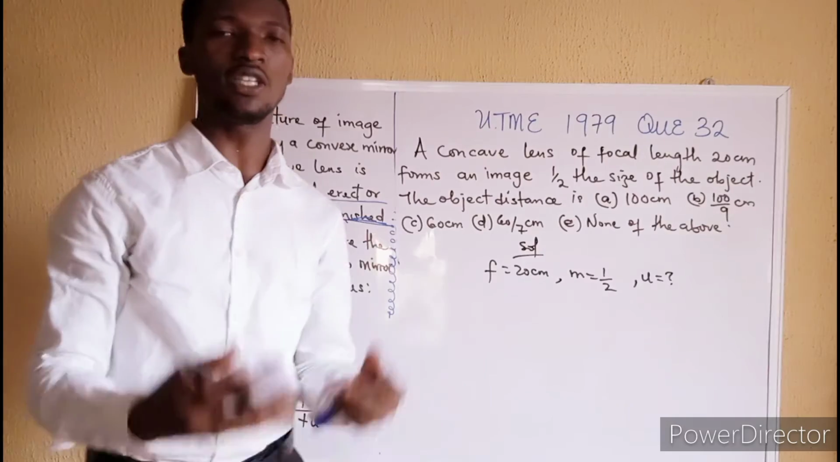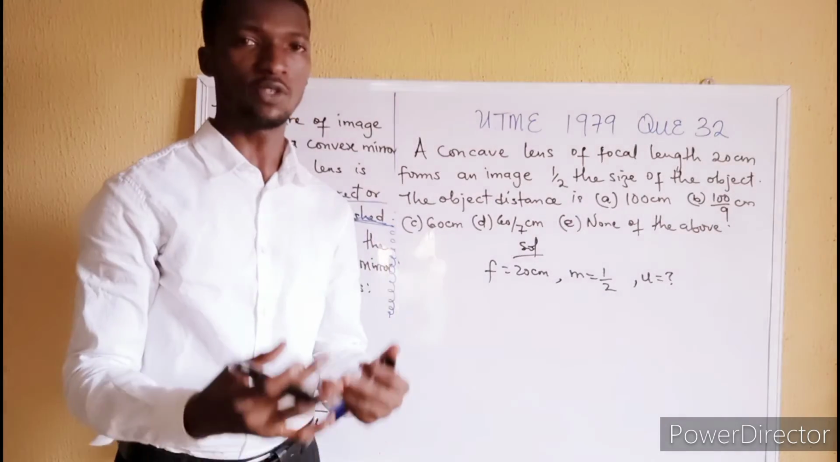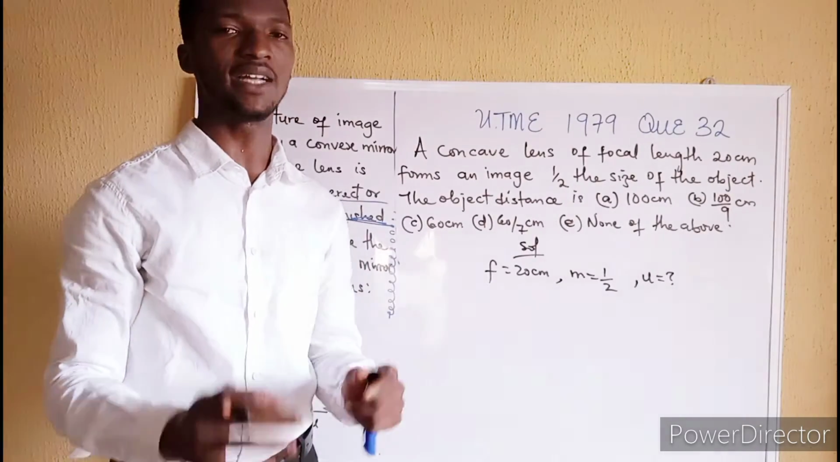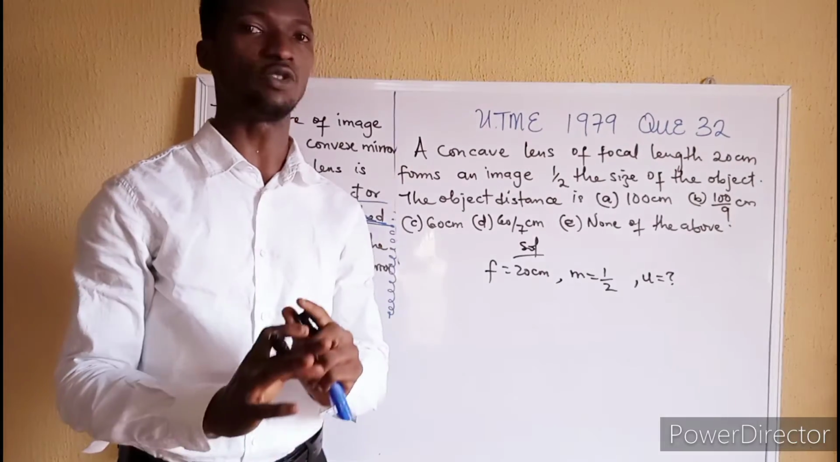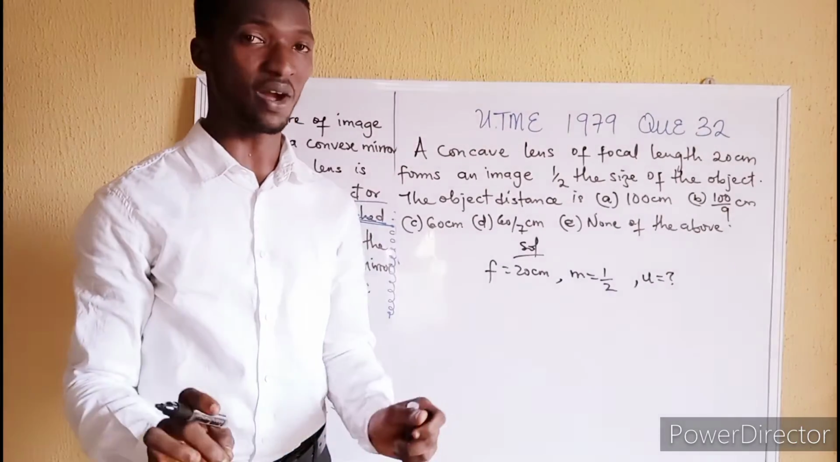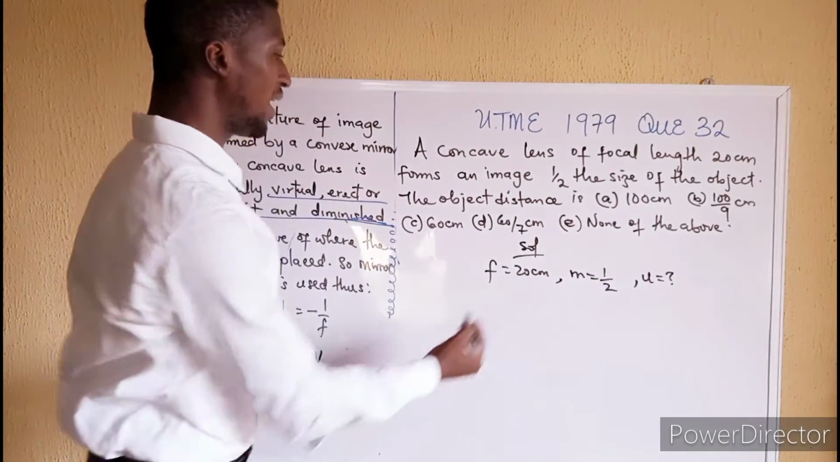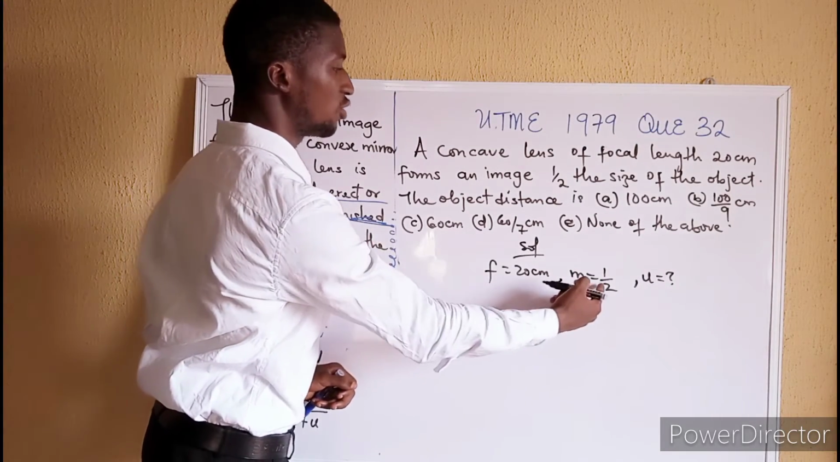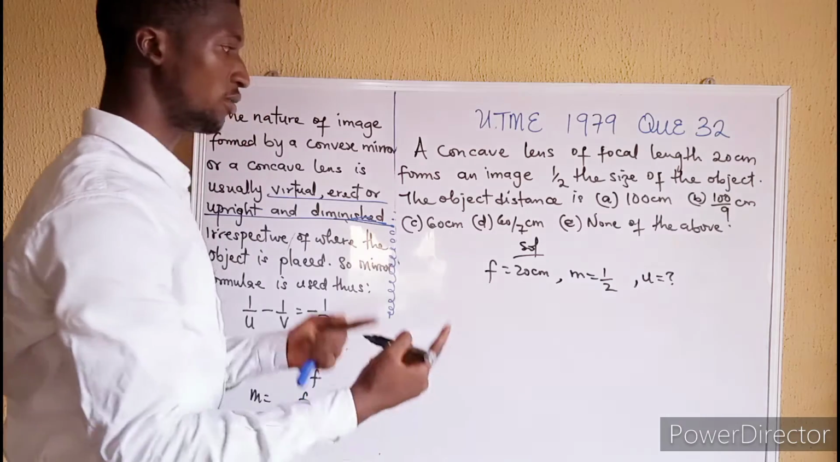Now I've seen this question in the past question, and the way it has been solved, I realized that the way it was solved is totally wrong. Okay, now let's look at the way we're going to use this particular formula to get our answer clearly. Now we have that the focal length is 20, the magnification is 1/2, and the object distance is unknown.